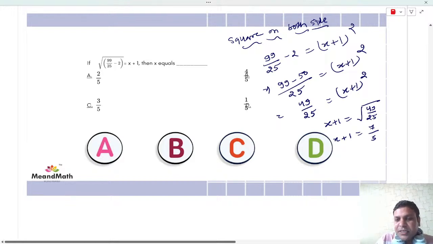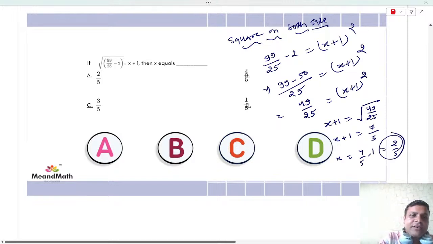Now it's a very simple equation. 7 by 5 minus 1. So this is 2 by 5. So the answer is 2 by 5. Option A is the correct answer here.